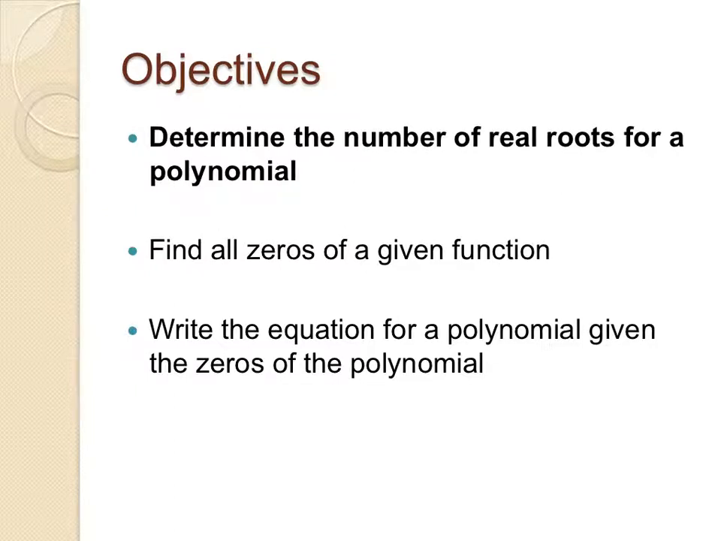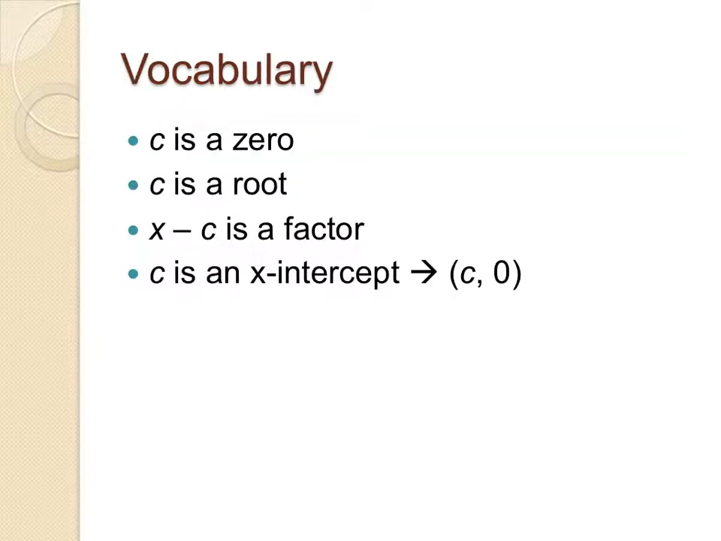First thing, we're going to determine the number of real roots for a polynomial. Just a little vocabulary. I think sometimes we get confused in math because there's so many different terms that are used. But if you're asked to find a zero, a root, a factor, an x-intercept, a solution, those are all referring to the same number. So a zero, root, factor, they're all referring to a zero.